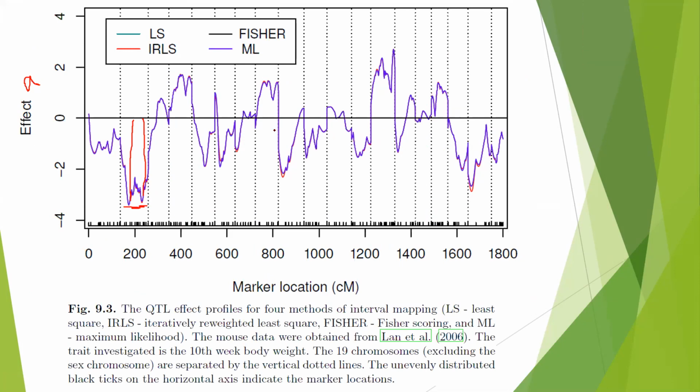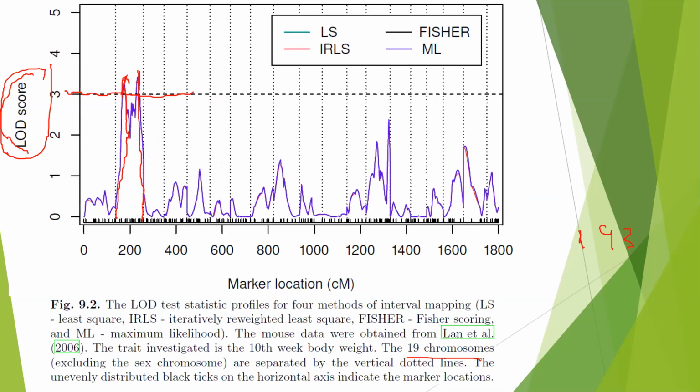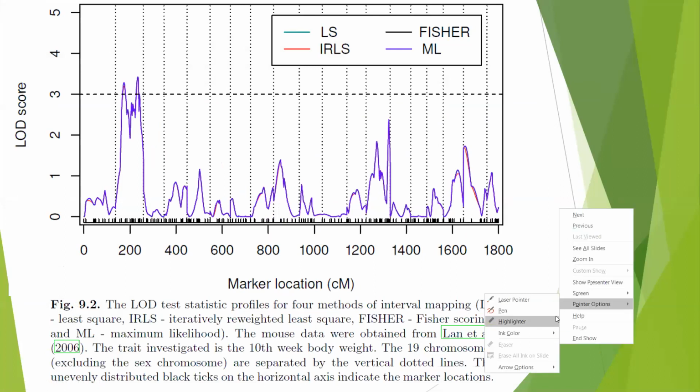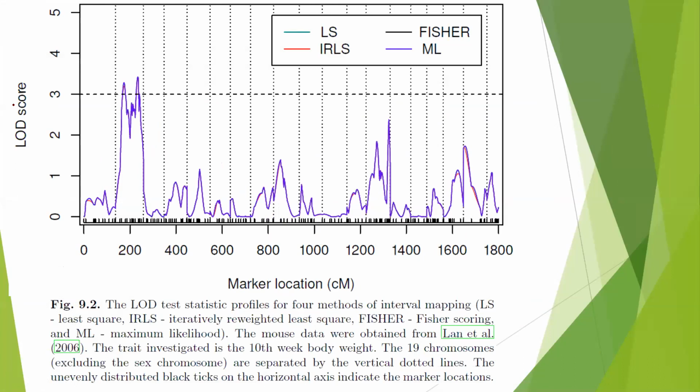Oh, yes. Good question. To answer your question, let's talk about this graph first. These two graphs correspond to each other. This graph shows the test statistic because we are using the LOD score. The LOD score is non-negative, so you always see the graph above 0. The larger this LOD score, the smaller the p-value. I hope you still remember.